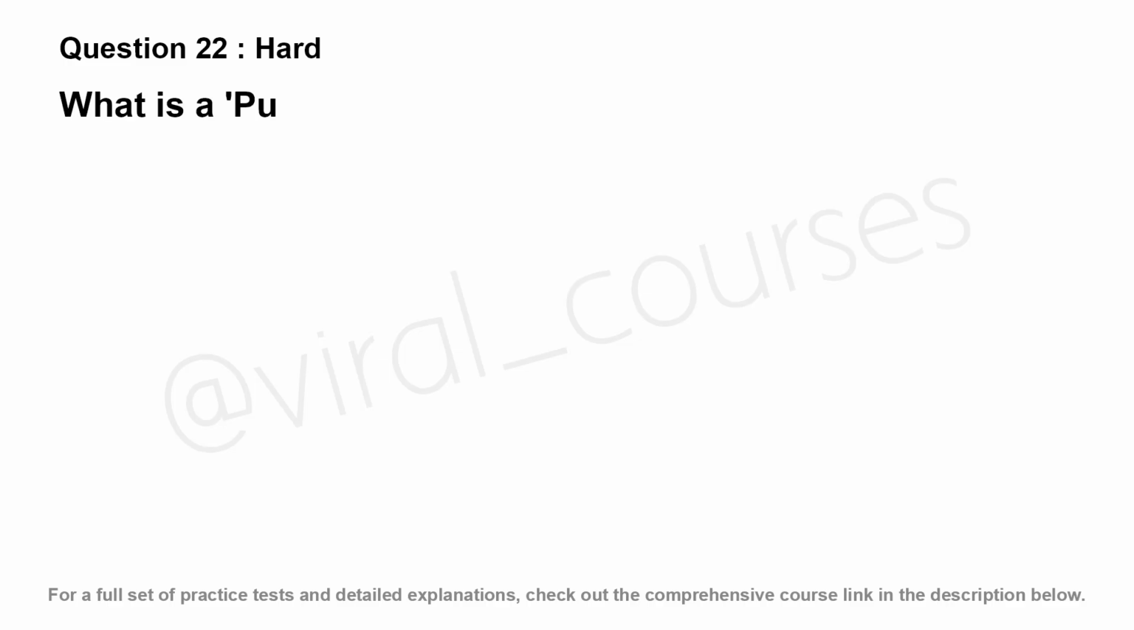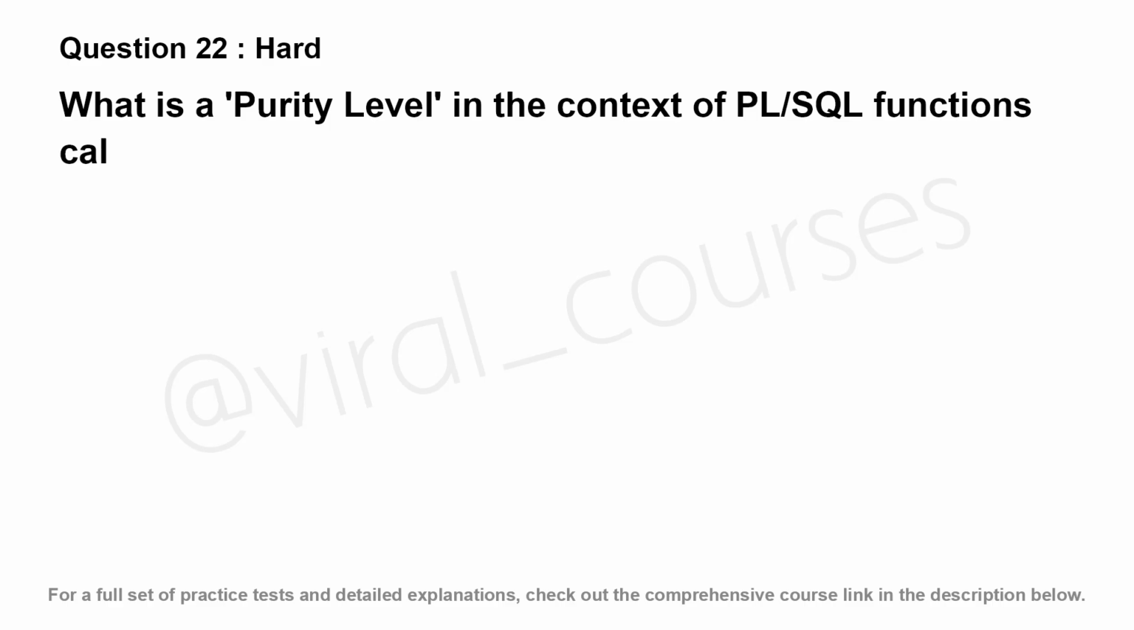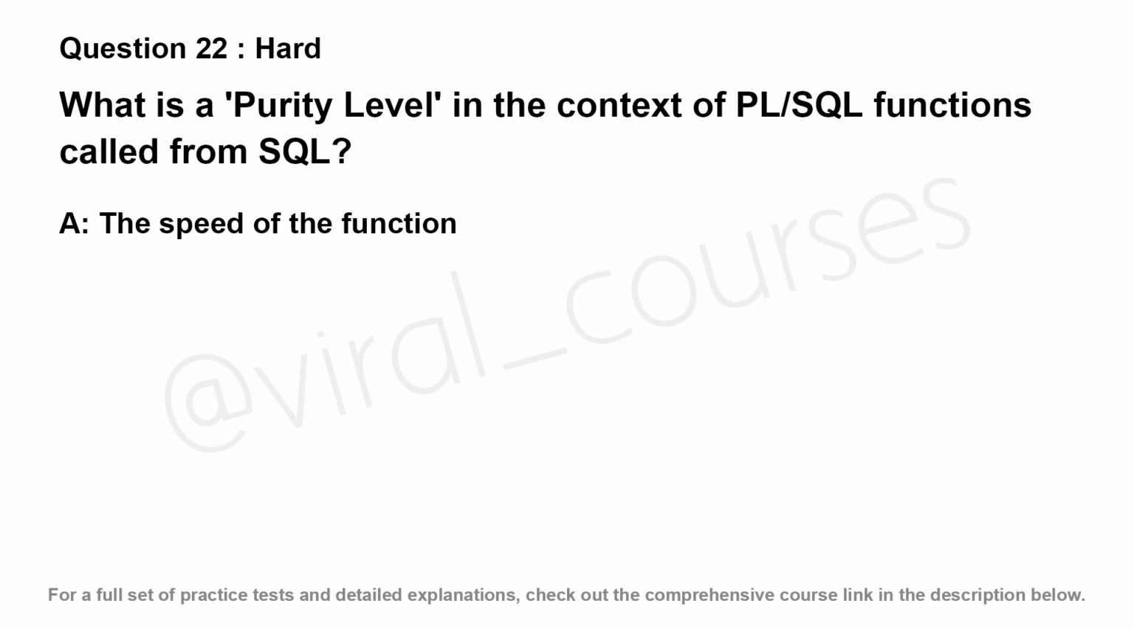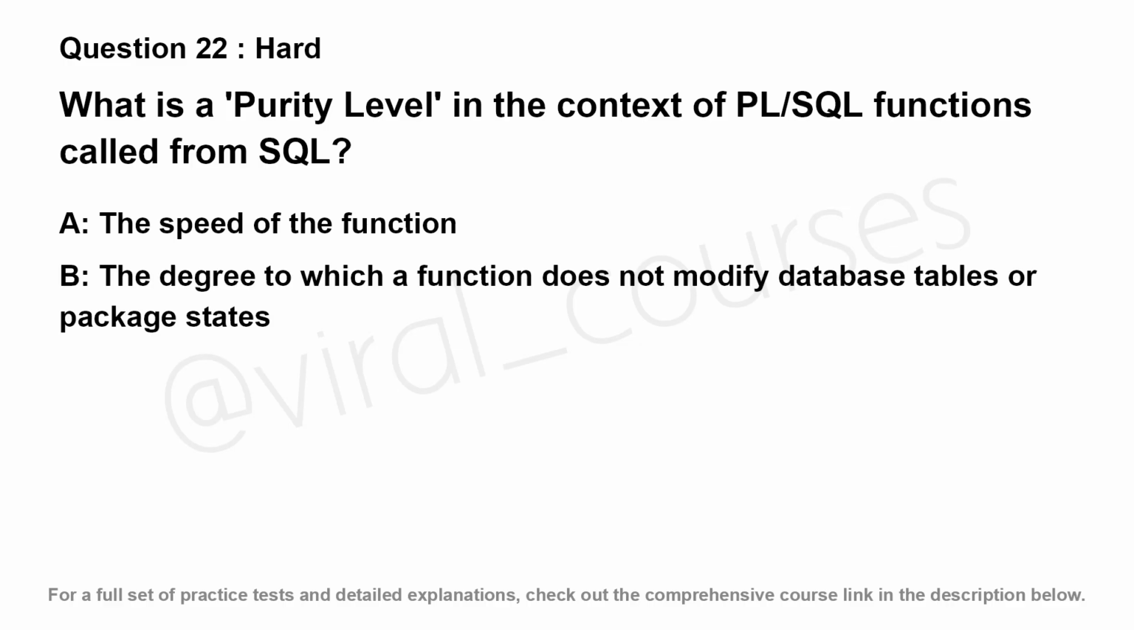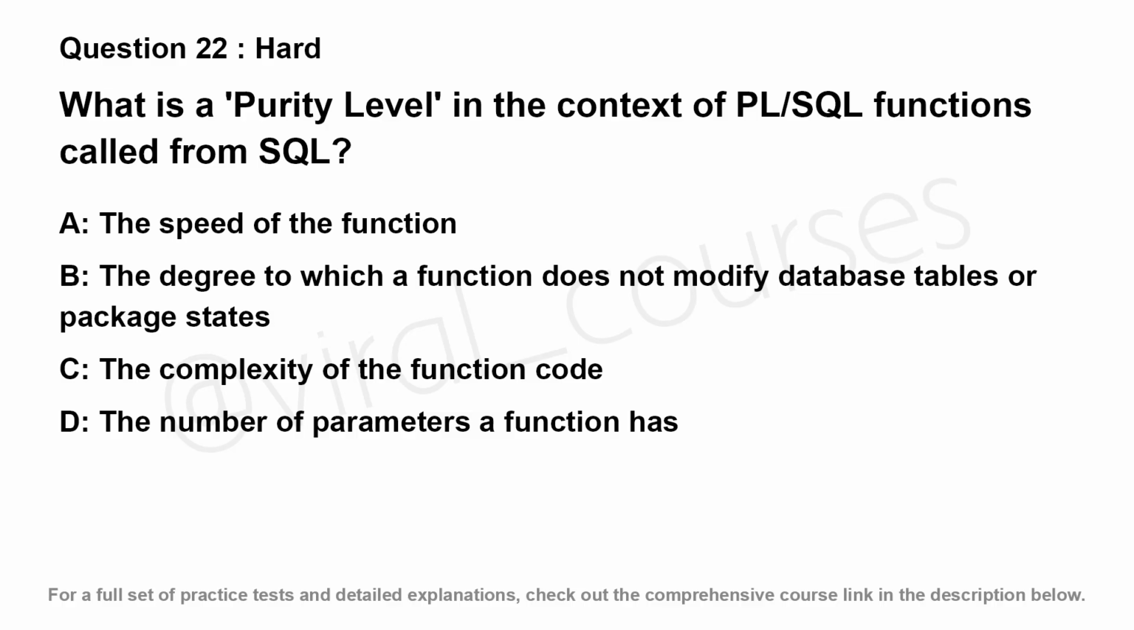What is a purity level in the context of PL/SQL functions called from SQL? Option A. The speed of the function. Option B. The degree to which a function does not modify database tables or package states. Option C. The complexity of the function code. Option D. The number of parameters a function has.